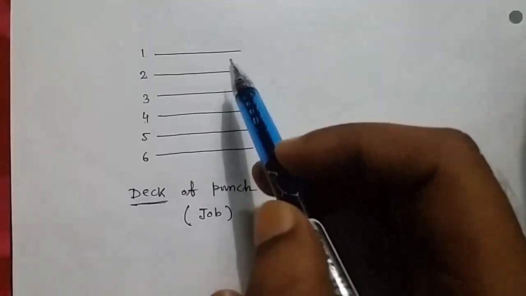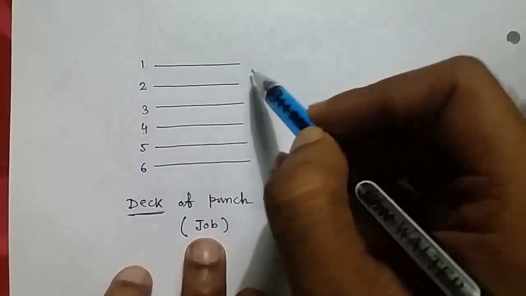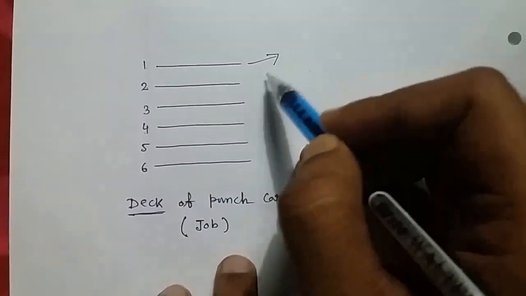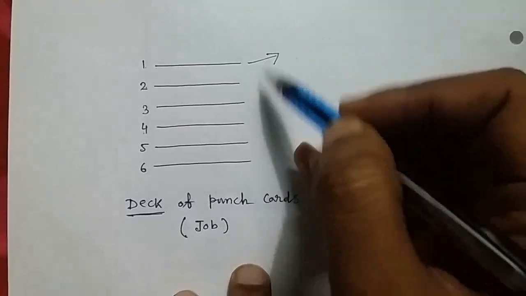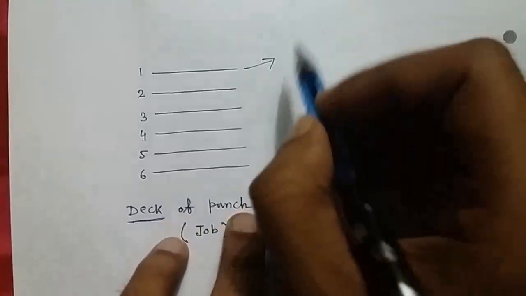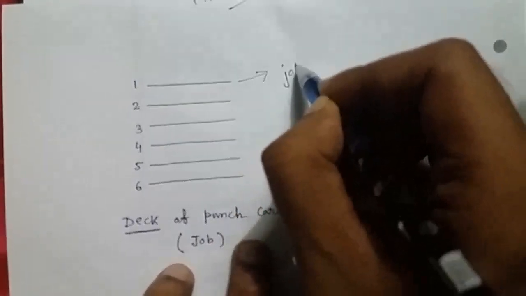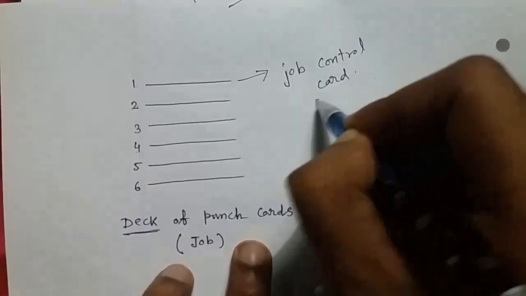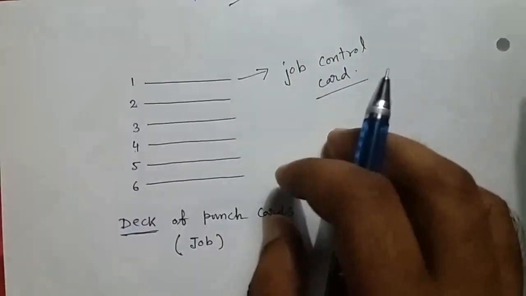the header card in the deck of punch cards, which one is the header card? Card number 1 is the header card. This header card indicates, sorry, not compiler, this card indicates to the operator which compiler is to be used for the execution of this particular job. And this card is known as the job control card.